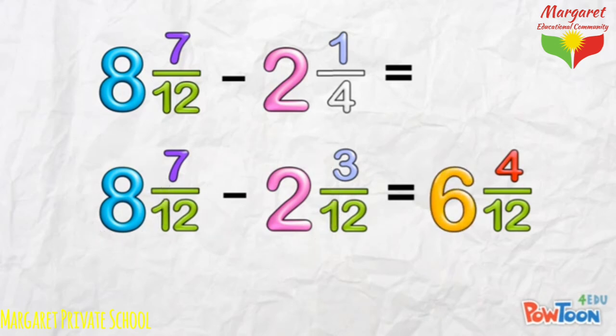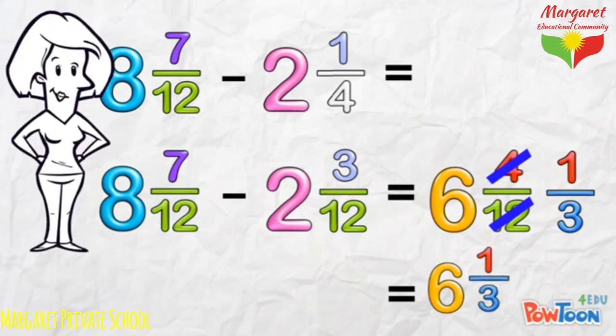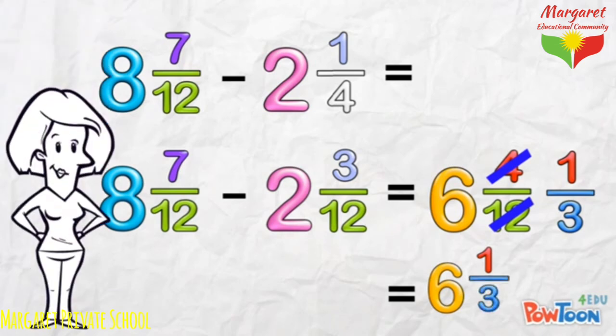Notice anything with the answer? Our fraction part is 4 over 12. 4 is a factor of 12. We can reduce this fraction. There's one group of 4 here, and in 12 there's 3 groups of 4. Our final answer is 6 1/3. Remember, if we can reduce, we must reduce for the final answer.